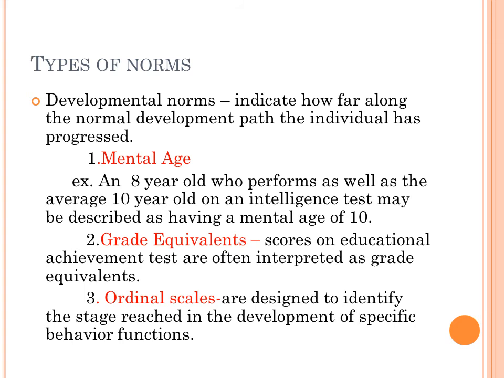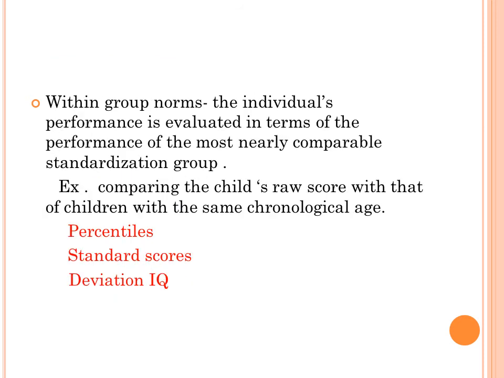And then the ordinal scales are designed to identify the stage reached in the development of specific behavior functions. Ordinal scales, these are actually scales. However, when you say ordinal, there would be order. So there are specific orders like 2, 4, 6, 8, 10. That would be the order. Or it can be increases or decreases like 10, 8, 6, 4, and 2. So when we say developmental norms, this entails the mental age, grade equivalence, and ordinal scales.